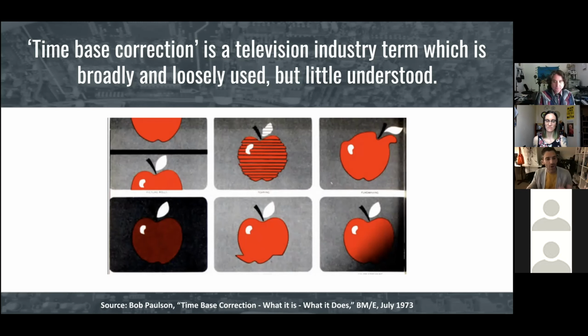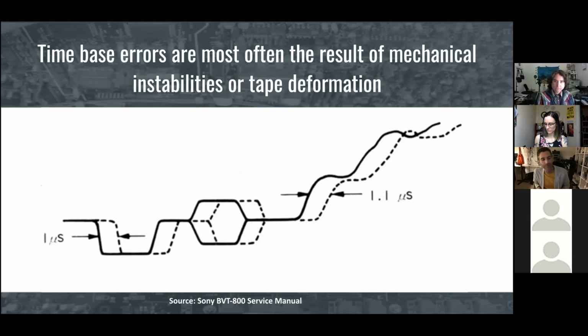So if we know what time-based errors look like, I'd imagine your next question would be something like the following. What causes time-based errors, or how do they occur? So in short, time-based errors are most often the result of mechanical instabilities or tape deformation, problems that are really as old as video itself.